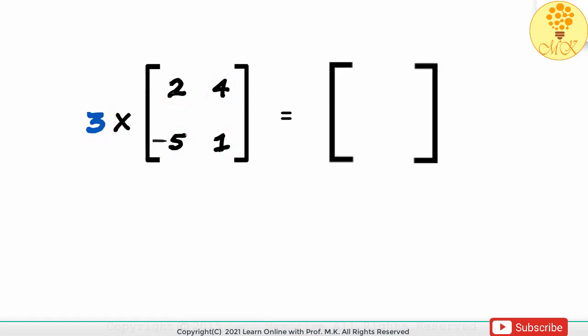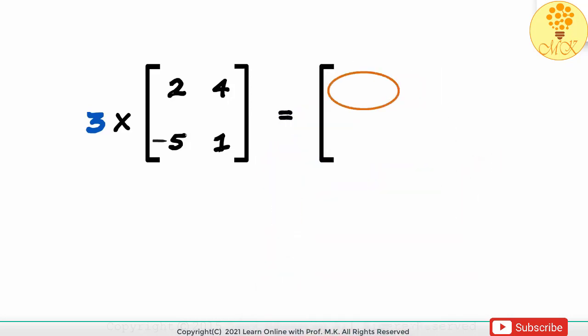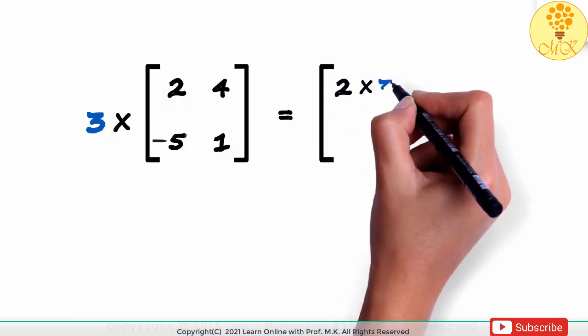The order of the resulting matrix will be the same as the order of the original matrix. The original matrix is of the order 2 by 2, so the resulting matrix will also be of the same order. To get the 1/1th element of the resulting matrix, we multiply the 1/1th element of the original matrix by 3. We get 2 multiplied by 3.